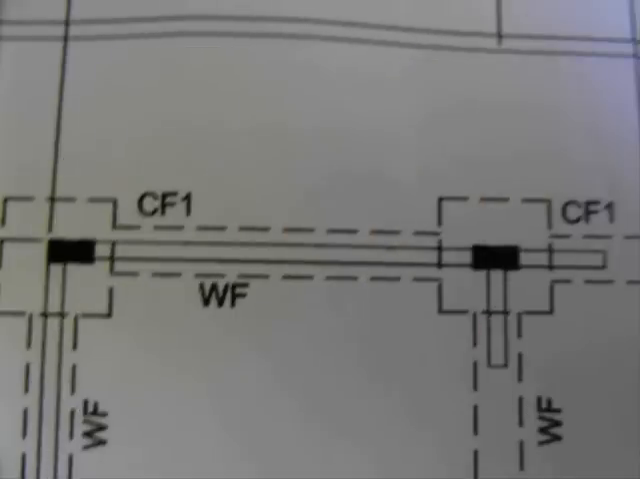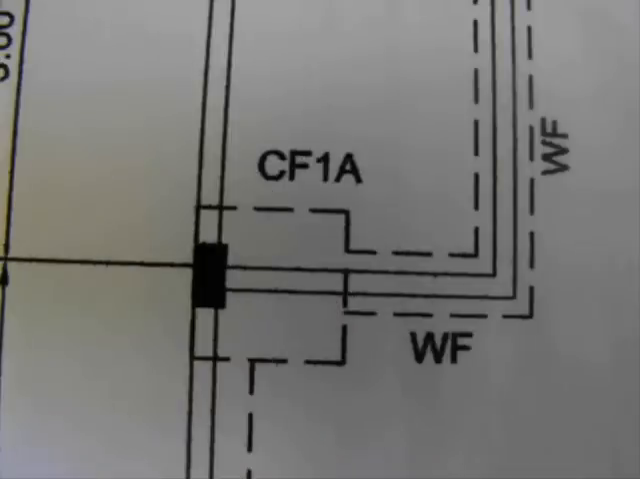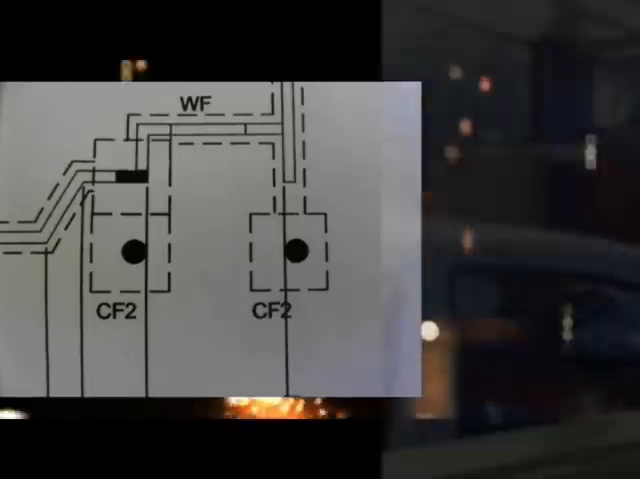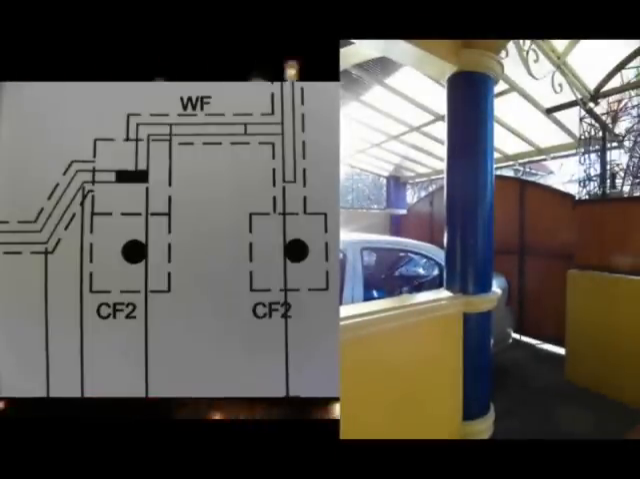Namely, CF1, which is a center type, the CF1A, which is in line with the firewall, and lastly, the CF2, which is the spiral type.